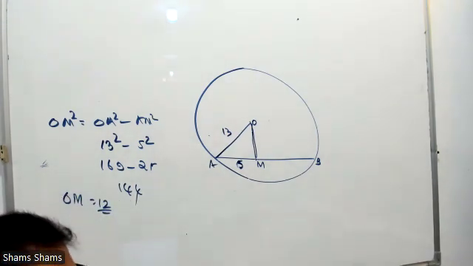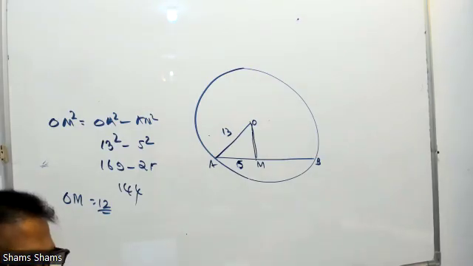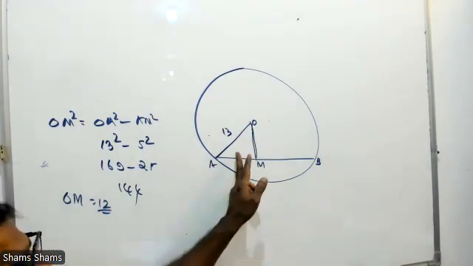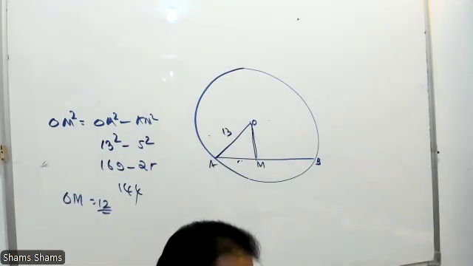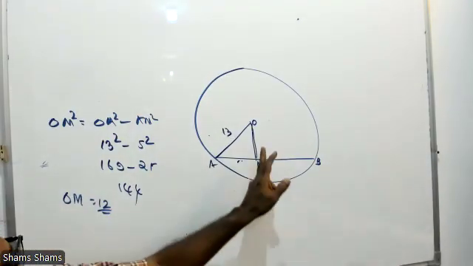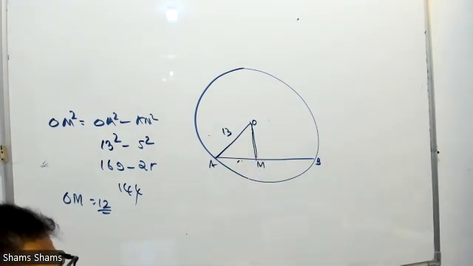That's okay. Did you understand? The chord, listen, the chord is 5 centimeter away from the center. That means not perpendicular, that means this is 5. What is the question saying? Okay, 5 centimeter from the center. That means this is 5. You can find this one now.